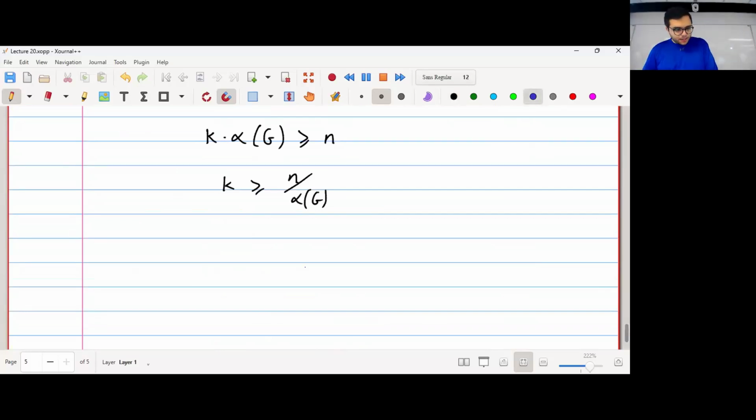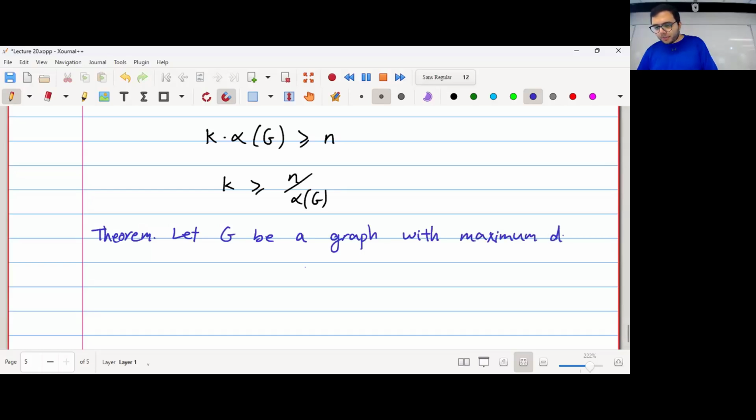So here's another theorem. Suppose G be a graph, so let G be a graph with maximum degree delta. So I'm looking at all the vertices. I'm asking, what is the maximum degree among all of them? And it's delta.